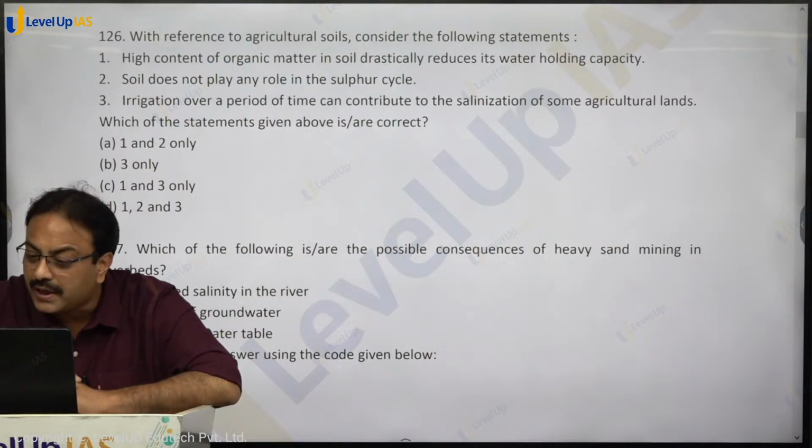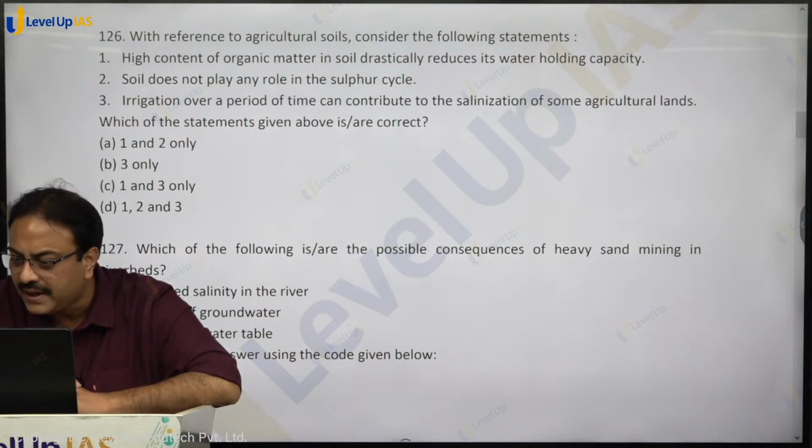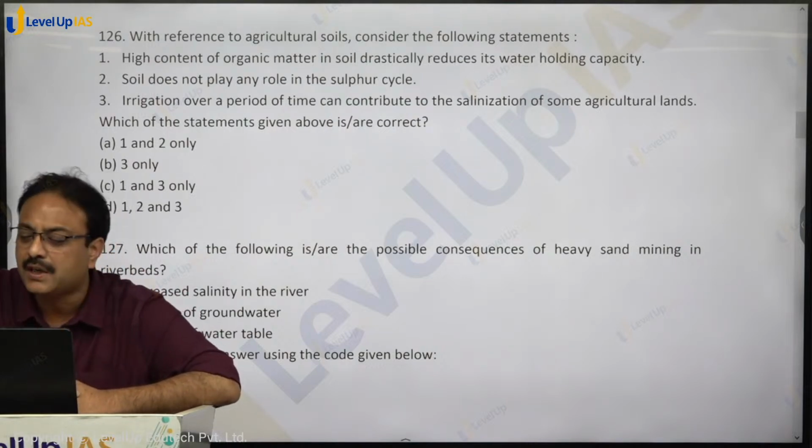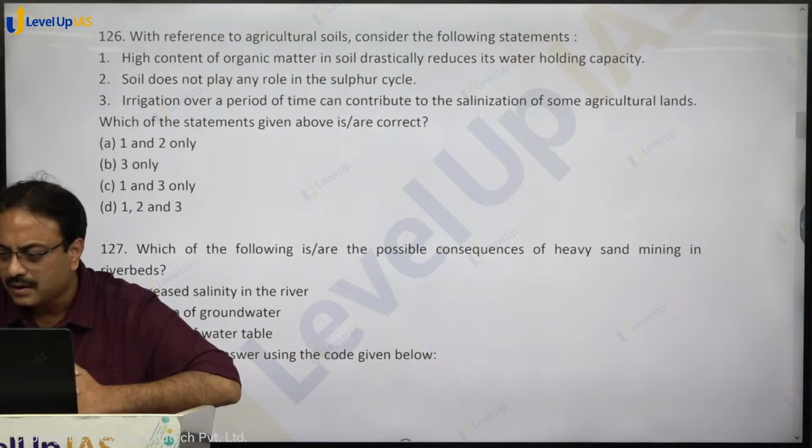Negative phase of Indian Ocean dipole, Parveen, says that the Bay of Bengal will record a higher temperature as compared to the Arabian Sea. And when the Bay of Bengal records a higher temperature, it will promote the formation of tropical cyclone. So it is correct.